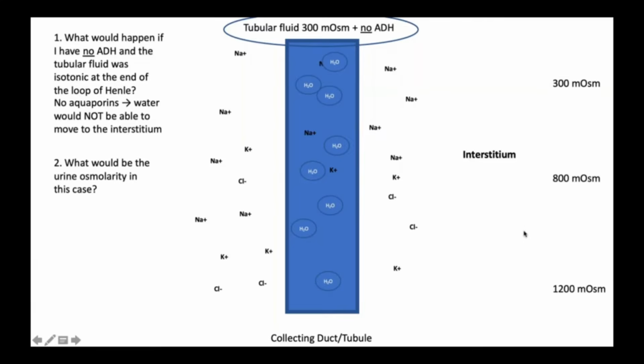So in this case, what would the urine osmolarity be? It will be the same. What does that mean? Give me a number. 300, the same. So it'd be the same at the end as it was at the start, because you're not changing the free water composition.